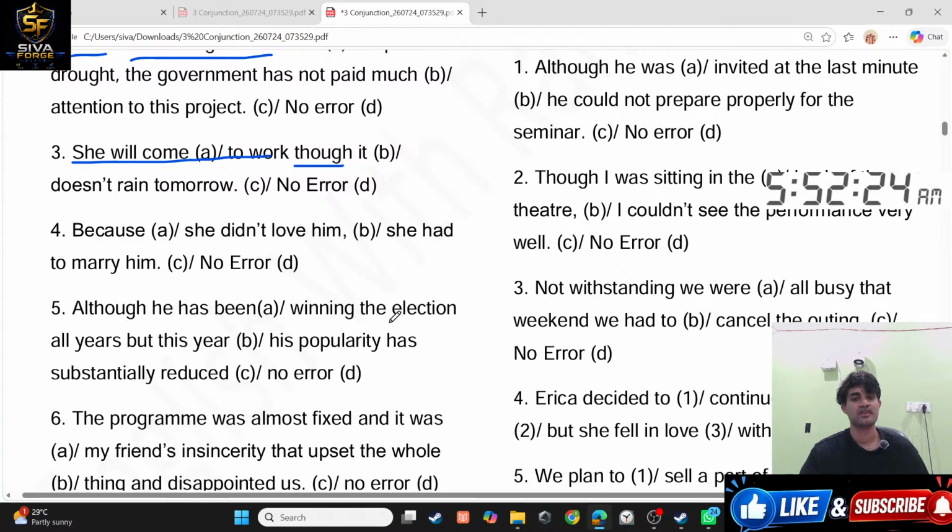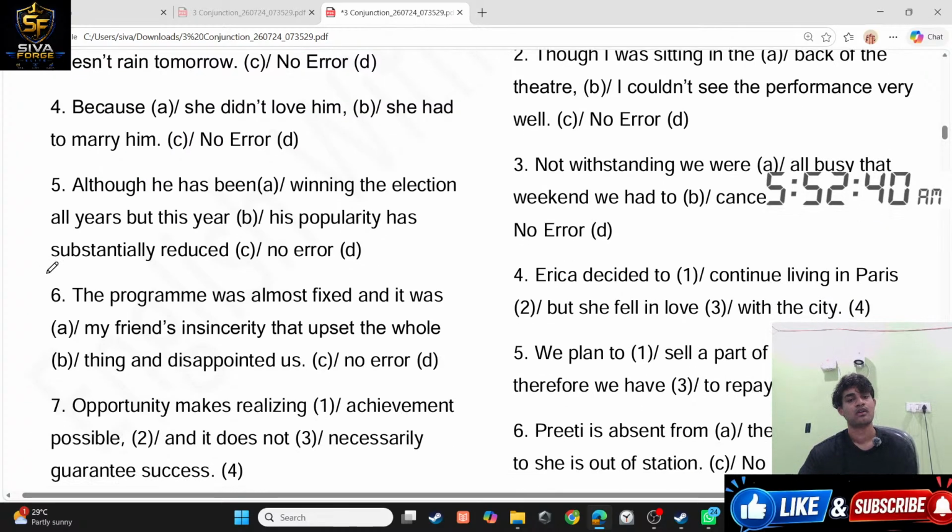Although he has been winning the elections all years, but this year his popularity has substantially reduced. We should change the conjunctions there, not the sentences, I think. This is a contrasting conjunction, but is a contrasting conjunction only. Although, we have to use that.